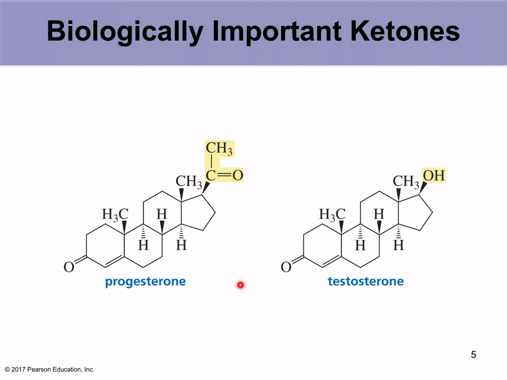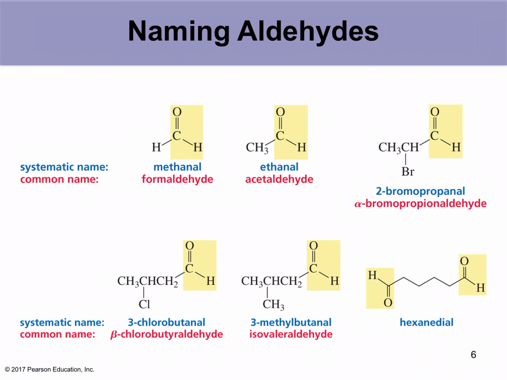And the structures of progesterone and testosterone are pretty much the same, right? Carbonyl group, alkene, a methyl, hydrogen facing up, facing down, methyl. What's the only difference between these two? Here you have a ketone in the progesterone, a ketone and the methyl group, and instead here you have an alcohol group. They have different functions, progesterone and testosterone. They are biologically important ketones.